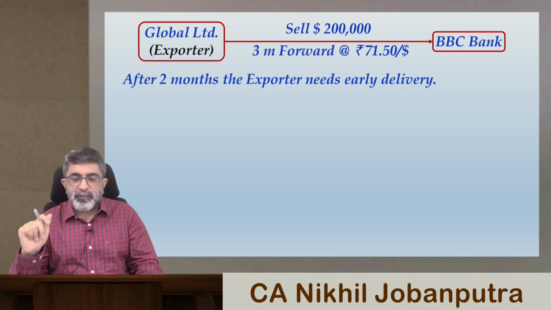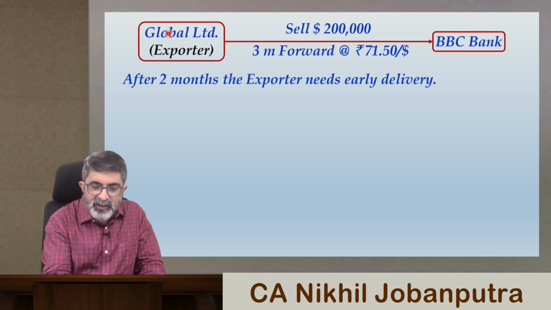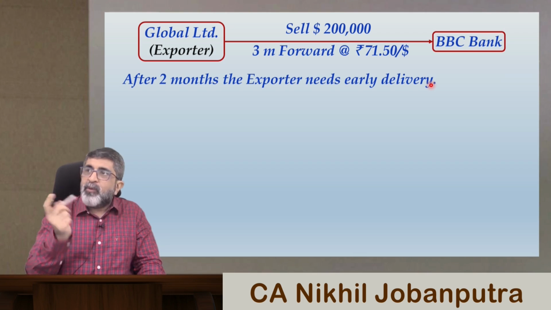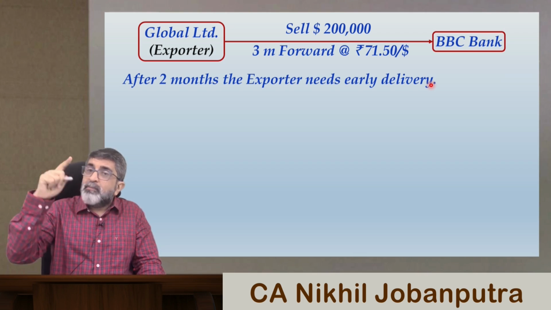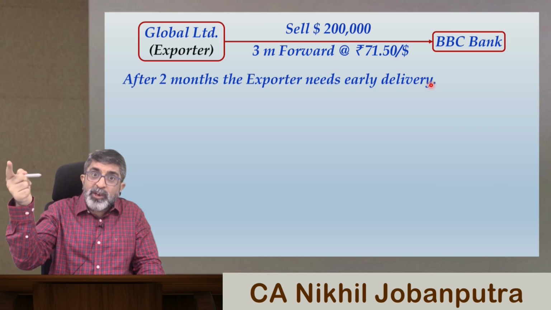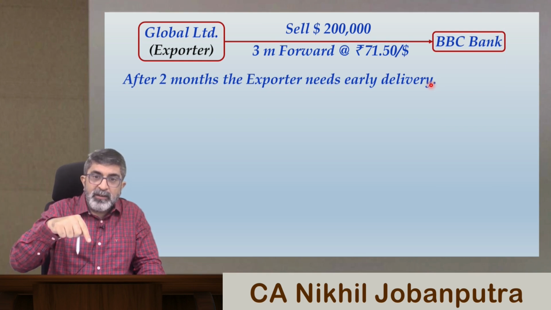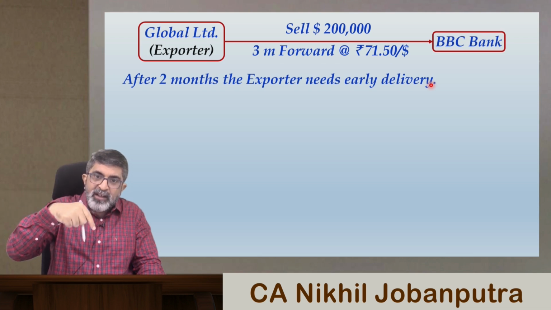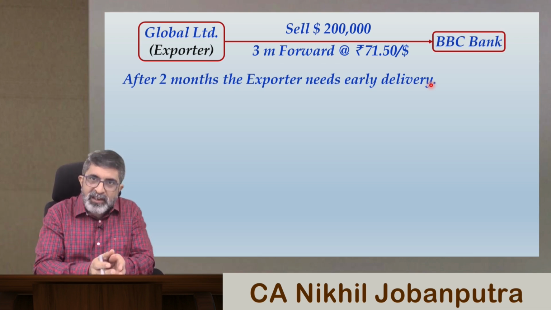After 2 months, the exporter, so who is the exporter? The exporter is Global Limited. The exporter needs early delivery. Why does the exporter need early delivery? Because the overseas importer has remitted the payment earlier. So the overseas importer requested Global Limited that please accept the remittance earlier.